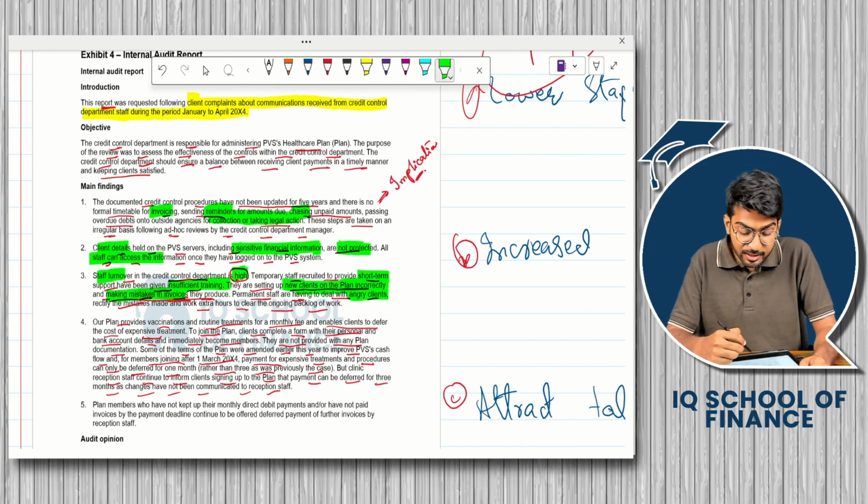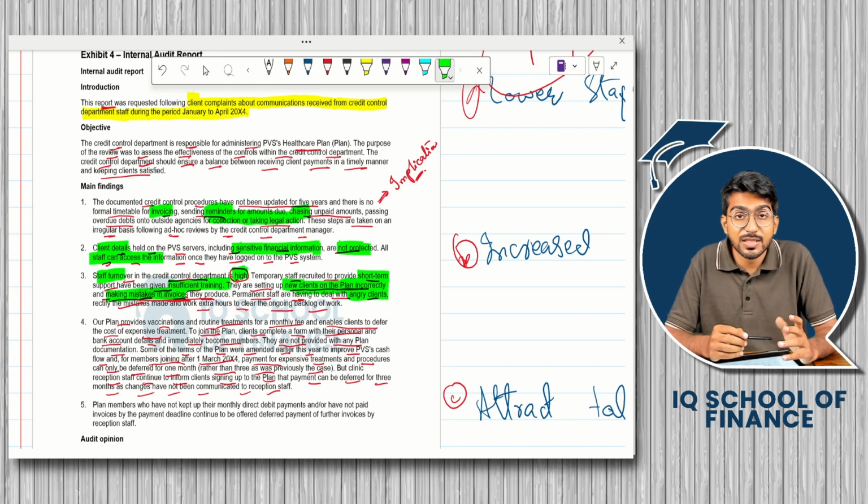So if I conclude this paragraph, there is a case that for expensive and costly treatment or vaccination, the client can opt to pay the fees 3 months after the treatment. And the other thing is that the client is not provided any details of the plan. Okay. Now, due to some cash flow issues, PVS has made a few changes in its plan. And what are the changes? Previously the client could pay in 3 later months, okay, 3 installments. But now the client has to pay the fee of the treatment or the vaccination in 1 month.